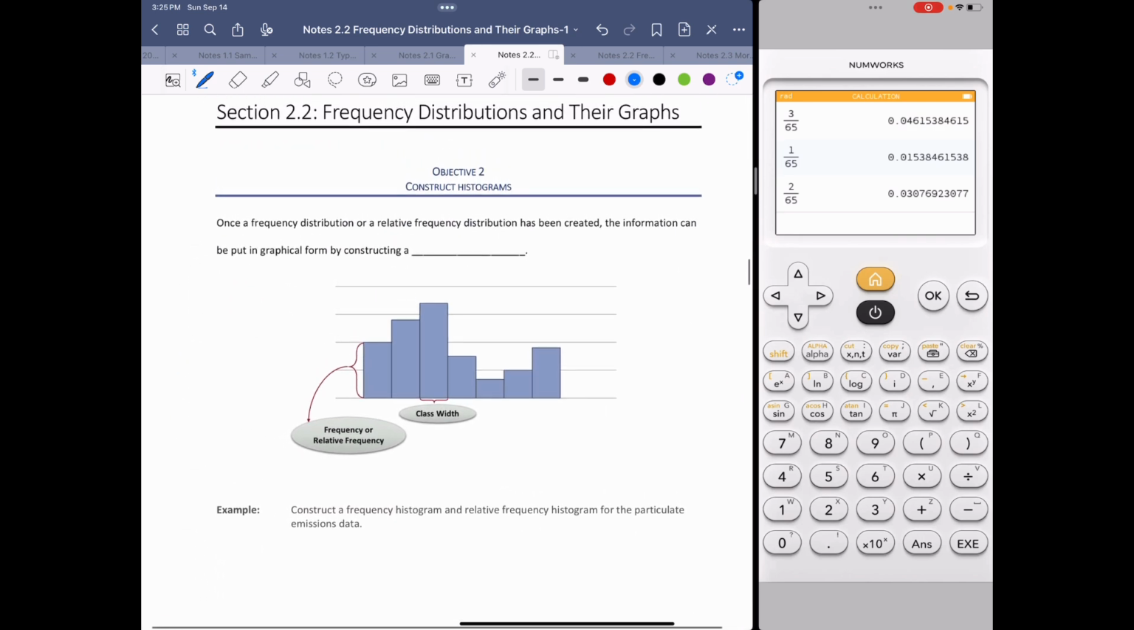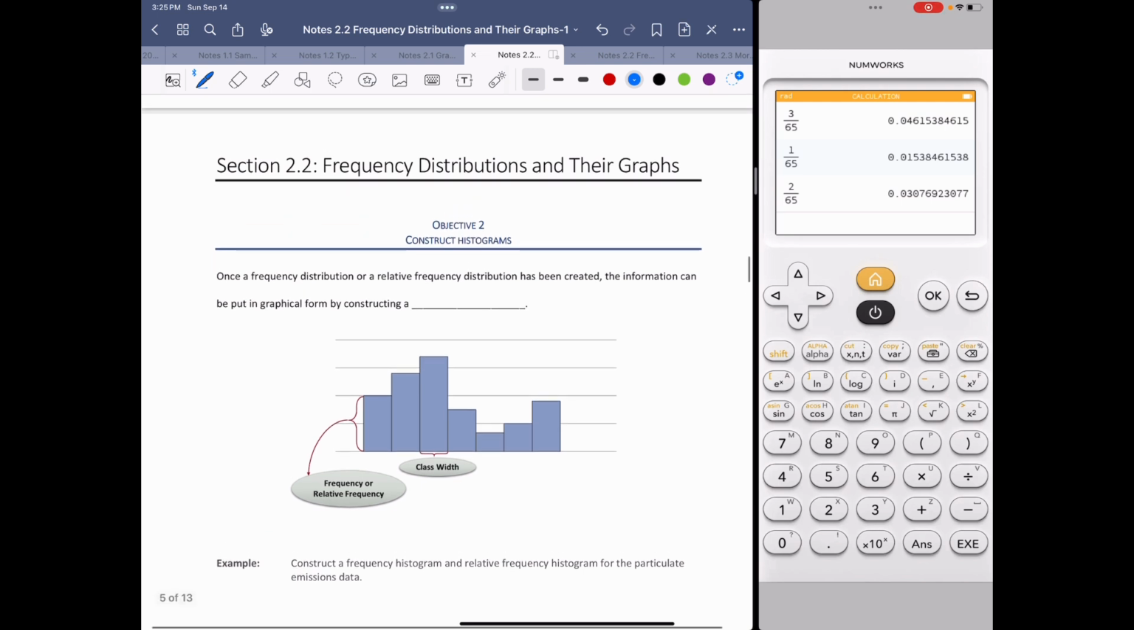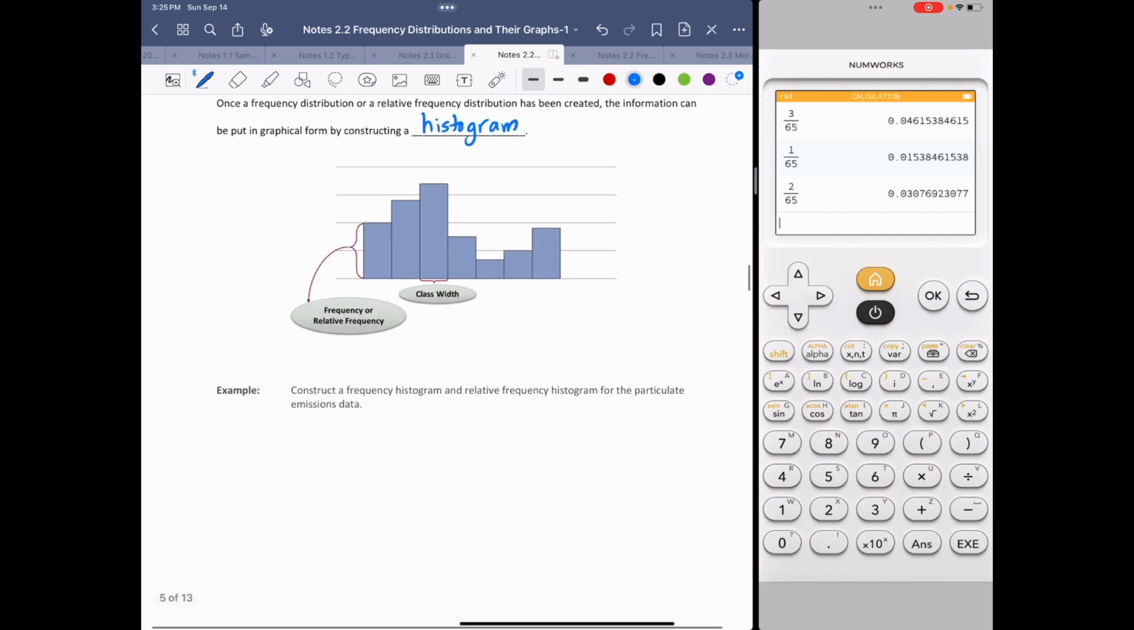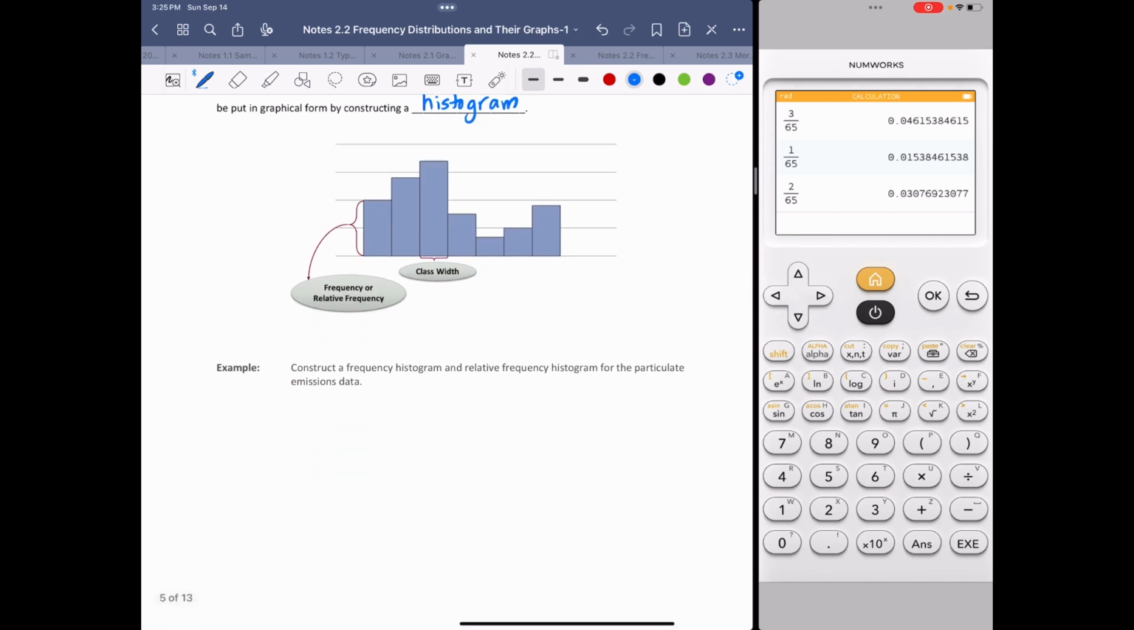Now, when you're doing a histogram, once a frequency distribution or relative frequency distribution has been created, the information can be put in graphical form by constructing a histogram. What a histogram is, it looks like a bar graph, except it's quantitative data. So it's going to have classes and numbers, and the bars are going to touch. So notice that the bars all touch.